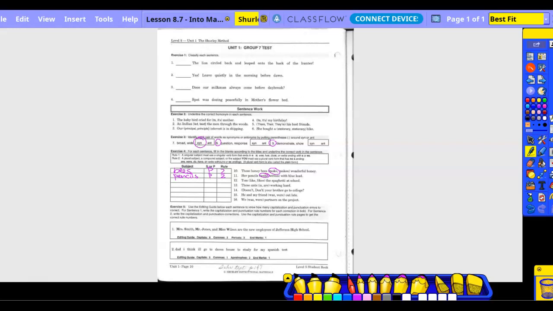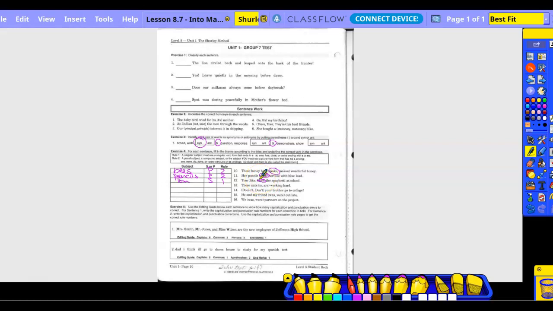Tom blanked the spaghetti at school. So what is our subject? Tom. And is that singular or plural? Singular. So rule number 1. So we have an s or an es. Tom likes the spaghetti at school.